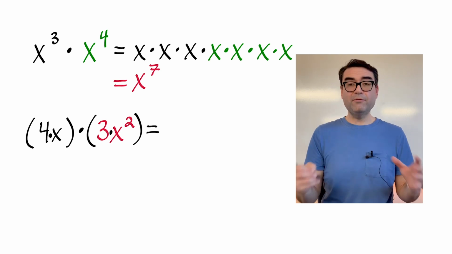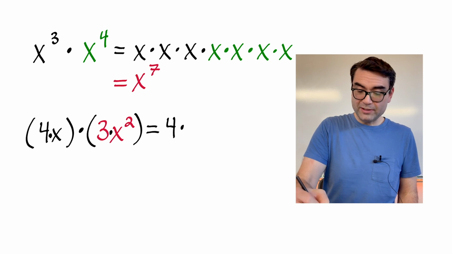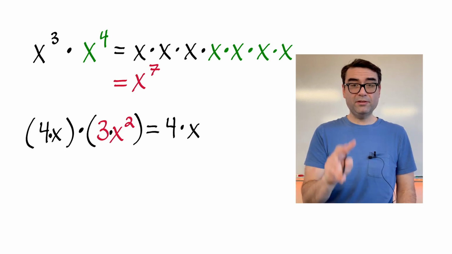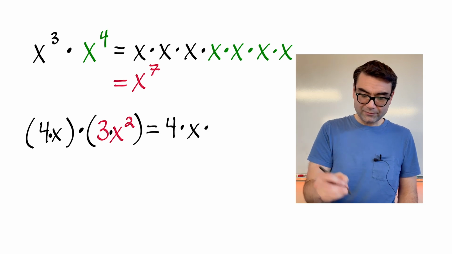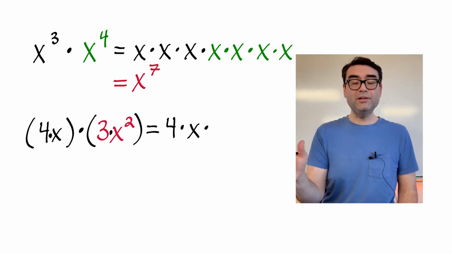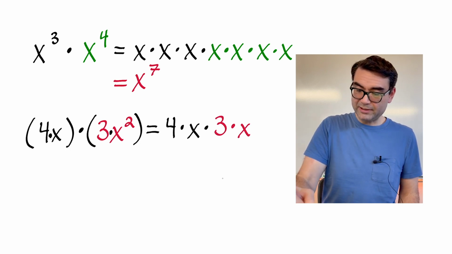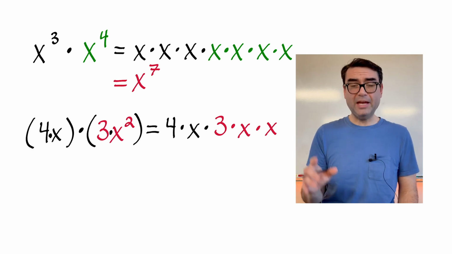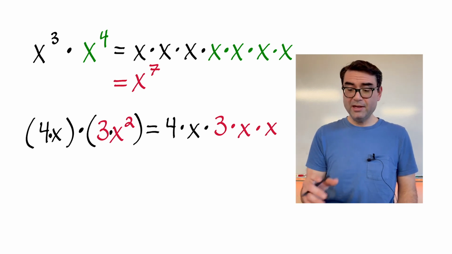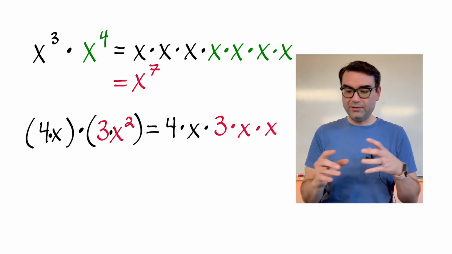So if I were to rewrite the factors out, we have 4 times x, right? Those are the two factors from the 4x monomial, times, and I'm going to write this completely out, including the x squared, in terms of its single factors, 3 times x times x. So we have 4 times x times 3 times x times x. That's the same question. Now, from here, though, you could be a little confused as to, well, what next?